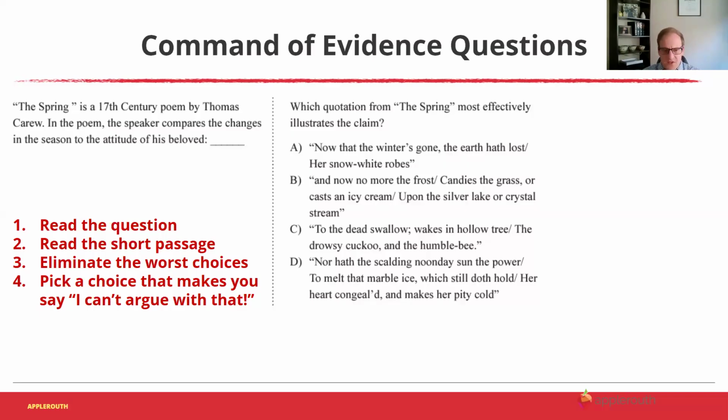And then let's unpack this monstrosity of choice D. "Nor hath the scalding noonday sun the power to melt that marble ice which still doth hold her heart congealed and makes her pity cold." So it sounds like it's hot, the scalding noonday sun, but it can't melt the ice. And then there's this mention of someone's heart and her pity. I think that's a person. I'm picking choice D without understanding it fully. A says her, but that's personifying the earth. It's not a person's attitude. So I can't pick A confidently, but I'd be down to A and D, and hopefully we pick choice D. Either way, take a minute max and then move on.